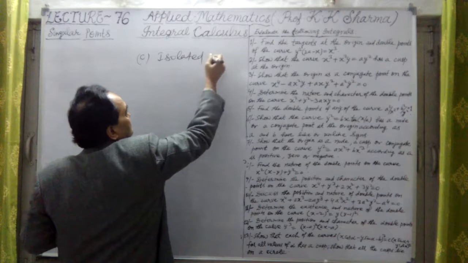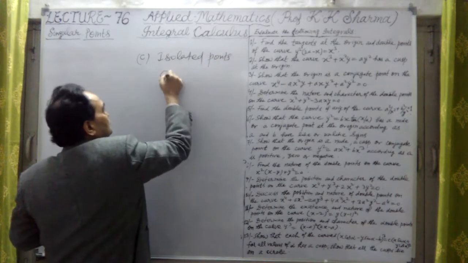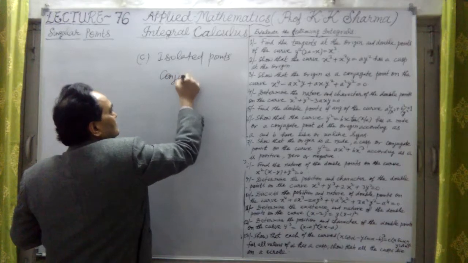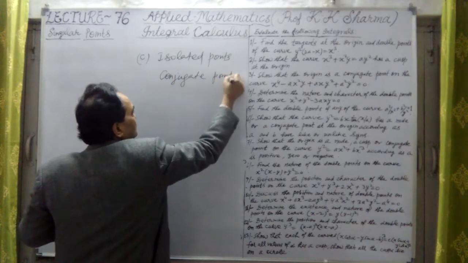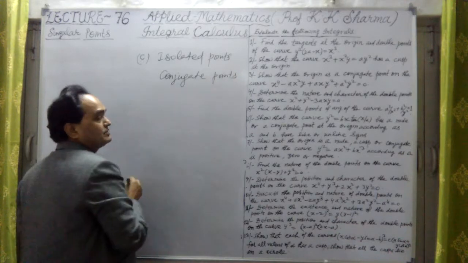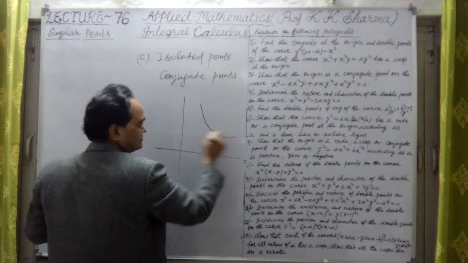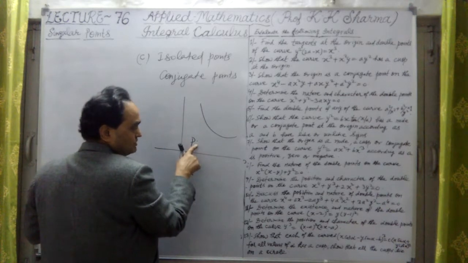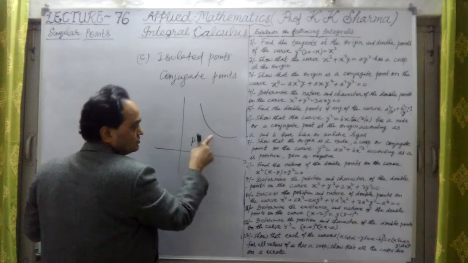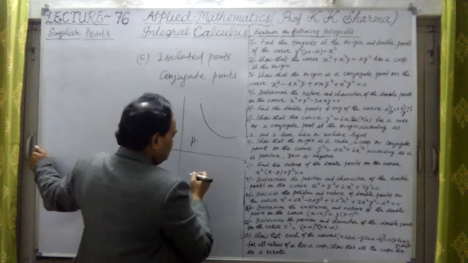Isolated points or conjugate points. What are the isolated points or conjugate points? Let me define this. If there is a curve like this and another point is P, now in the neighborhood of P there are no any tangents or curve. This curve is very far away from this, there are no tangents here.